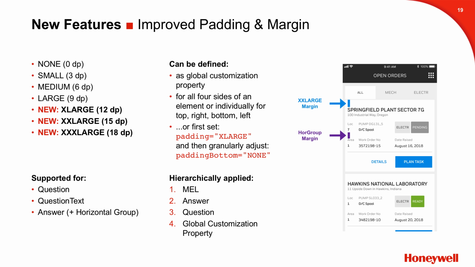Paddings and margins are applied hierarchically in a very reasonable way, meaning that global customization property will be the weakest, and then it gets stronger from question to answer to MEL. And that helps you to really granularly adjust your designs. So for example, you could set margin padding globally for answers to get a consistent look and feel, and then adjust granularly as needed down to the answer, and then even dynamically, for example, you could set margins and paddings with MEL.